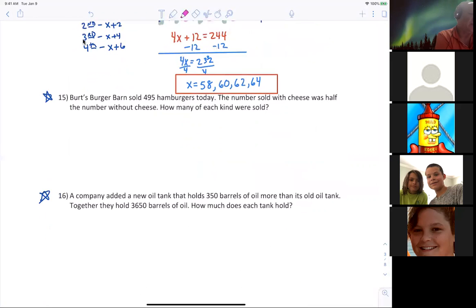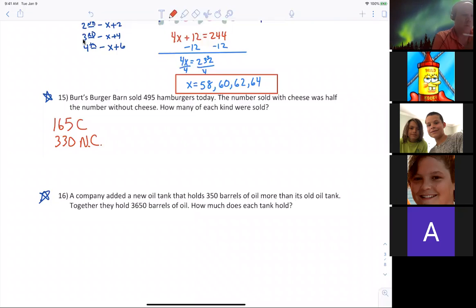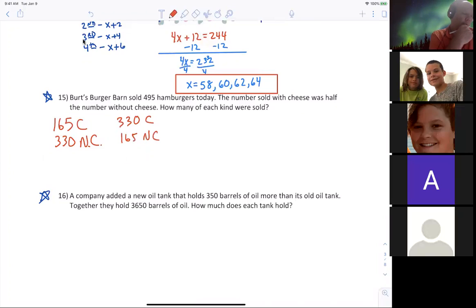I want someone to tell me what they got. What's the answer? I'm listening, guys. No one knows how to do 15? I had some trouble with this one. I got 165 with cheese and then 330 without cheese. All right, someone else tell me what they got. I got 330 with cheese and 165 without. That's what I got as well.